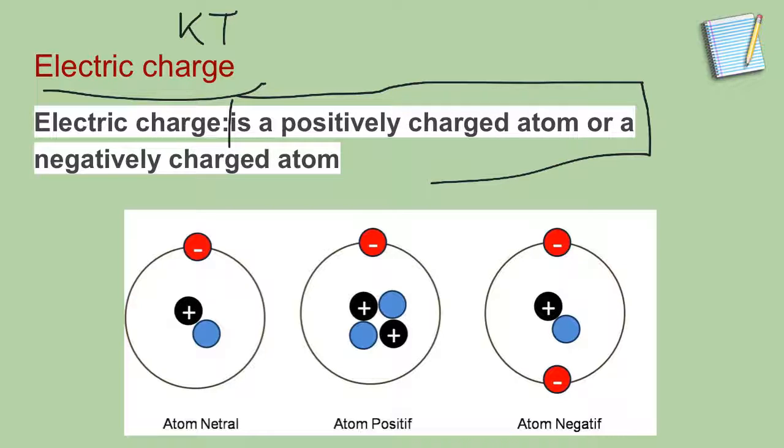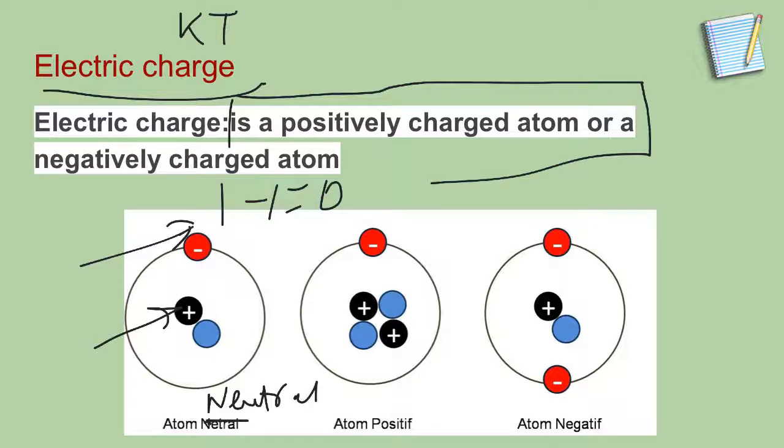For example, we have here, don't worry about the spellings at the bottom, a neutral atom. If you look, how many positives are there? One. How many negatives are there? One. So if you have one positive and one negative, what does that equal? Zero. So it's a neutral atom. There is no net charge.